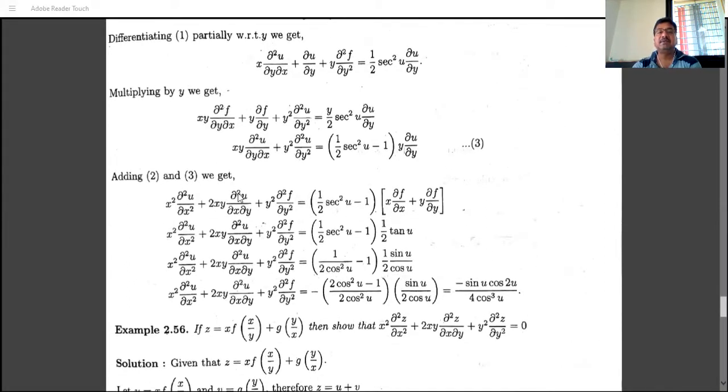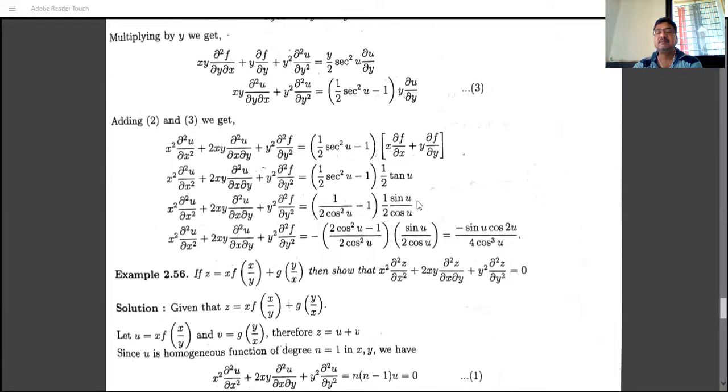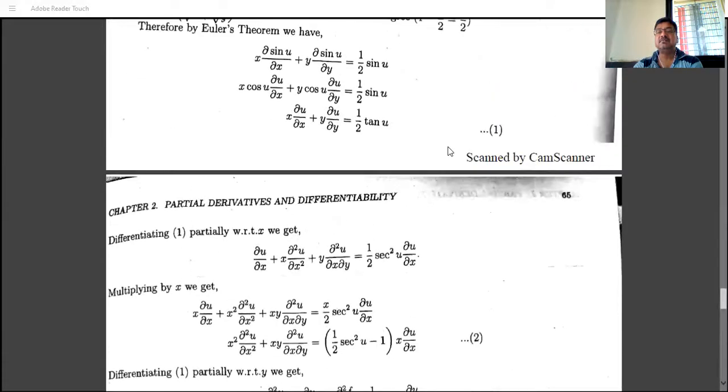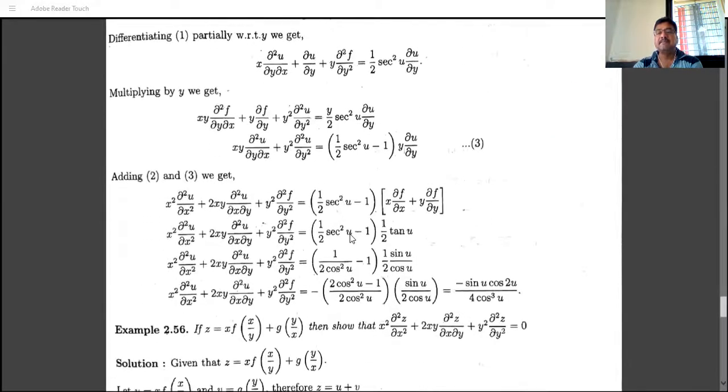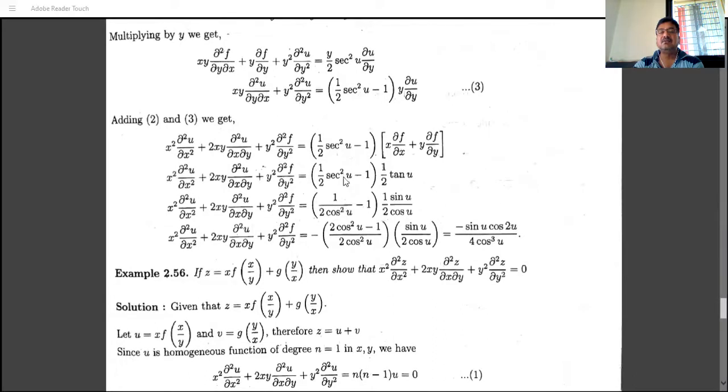x² ∂²u/∂x², then x into y times ∂²u/∂x∂y, and this factor becomes 2 times, because ∂²u/∂x∂y and ∂²u/∂y∂x are both the same, plus y² ∂²u/∂y². Take 1/2 sec² u minus 1 as a common factor. We have x ∂u/∂x plus y ∂u/∂y, and its value from equation number 1 is 1/2 tan u. And then 1 by sec² u means 1 by cos² u.